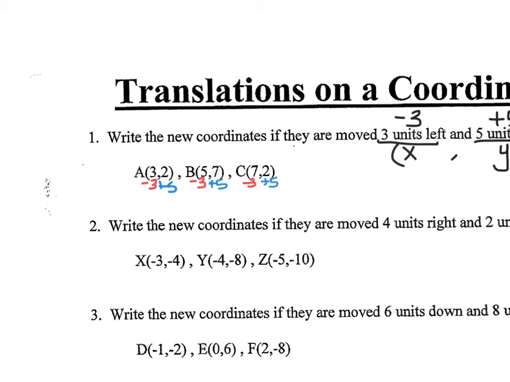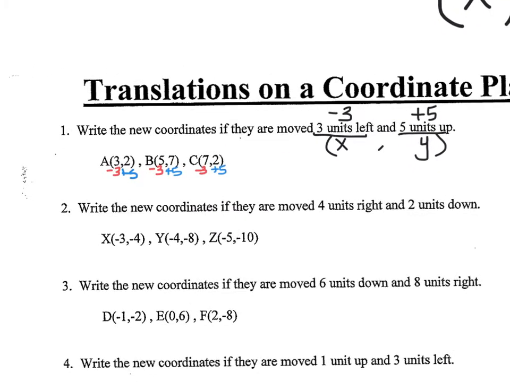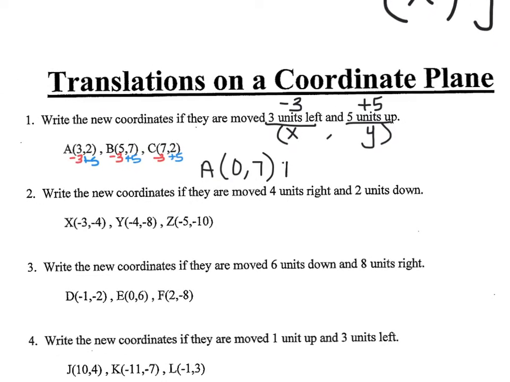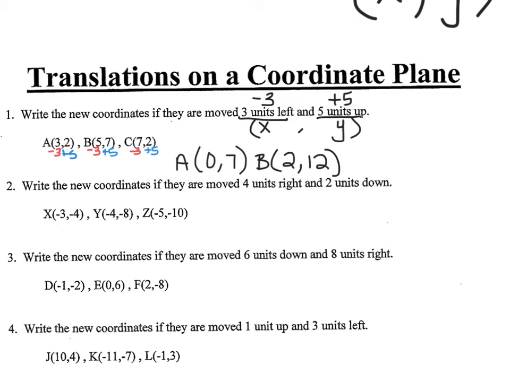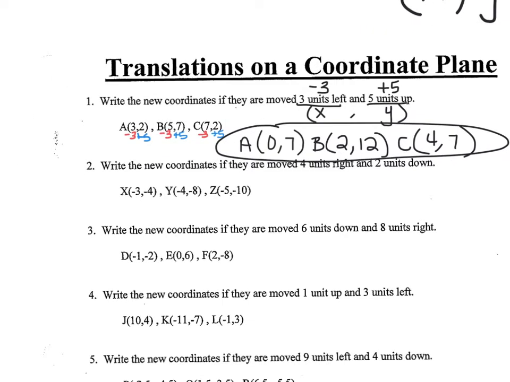And then from there, I'm just going to add them or subtract them, however I need to do it. So A, to make a new coordinate for A, I'm going to solve it. So 3 minus 3 would be 0. 2 plus 5 would be 7. So there's my new coordinate for A. For B, 5 minus 3 would be 2. 7 plus 5 is 12. There's my new coordinate for B. Same thing on C. 7 minus 3 would be 4, and 2 plus 5 would be 7. Those are your new coordinates. That's it. That's all you have to do.